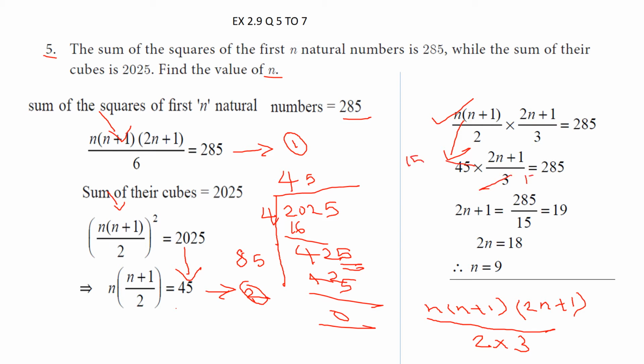After you cancel this, 1 3 is 3, 15. That 15 is on the left side. If it goes to the right hand side, it will become divide. So here also you cancel 5 with the 5 table. 3 5s are 15, 5 5s are 25, 7 5s are 35. 1 3 is 3, 1 3 is 3, 9 3s are 27. Therefore 2n plus 1 equal to 19, which means 2n equal to 19 minus 1, since plus 1 goes to the right hand side and becomes minus. So 2n equals 18. After that n equals 18 by 2 equals 9. So our n value is 9.